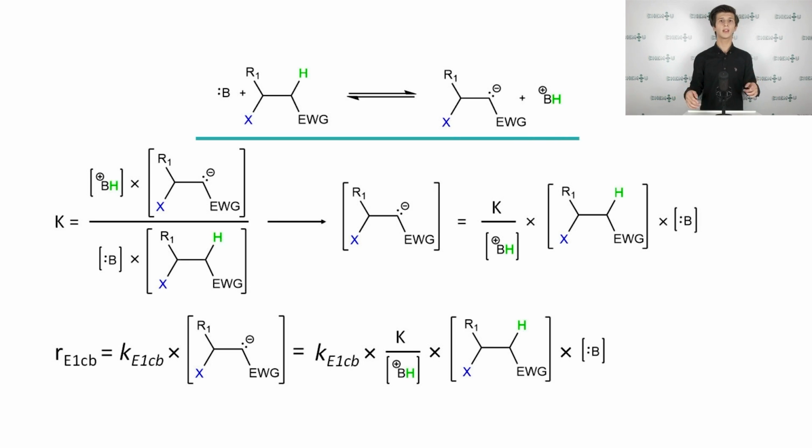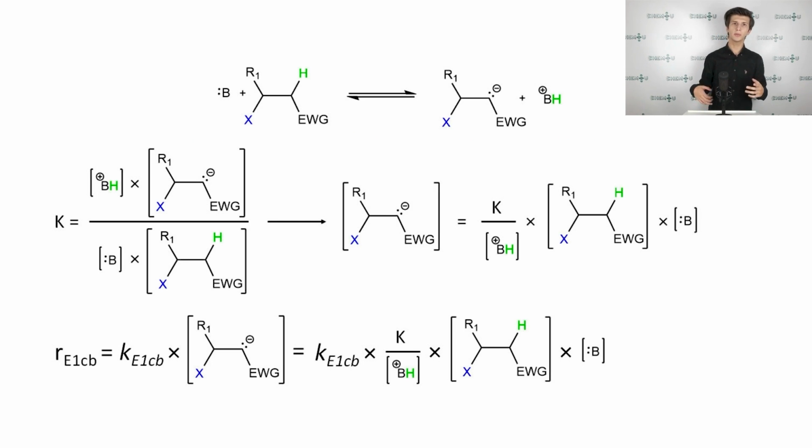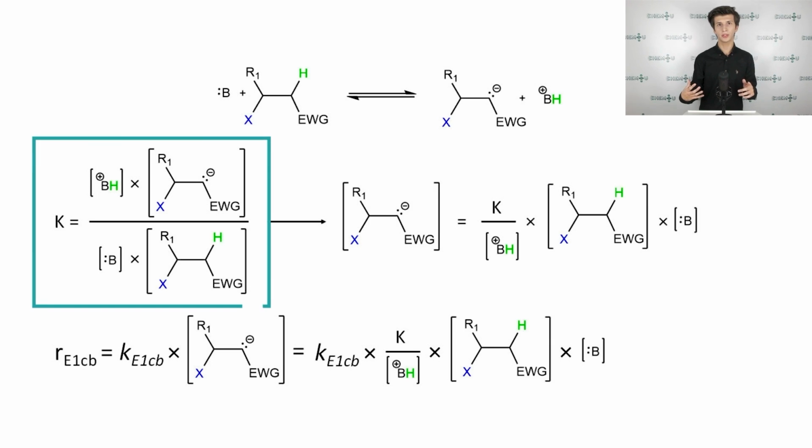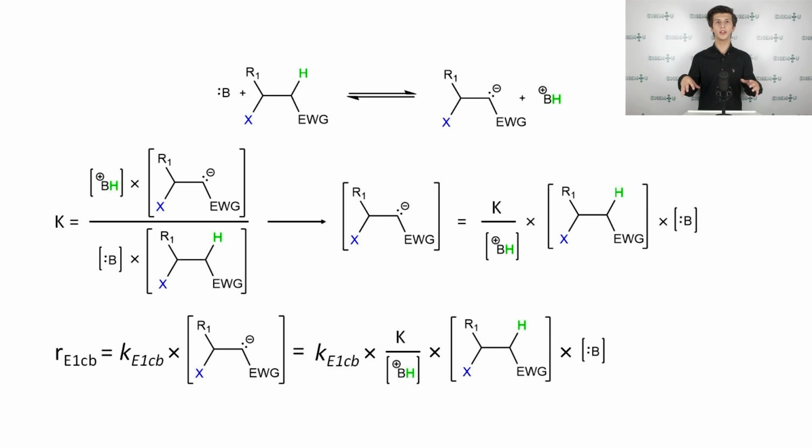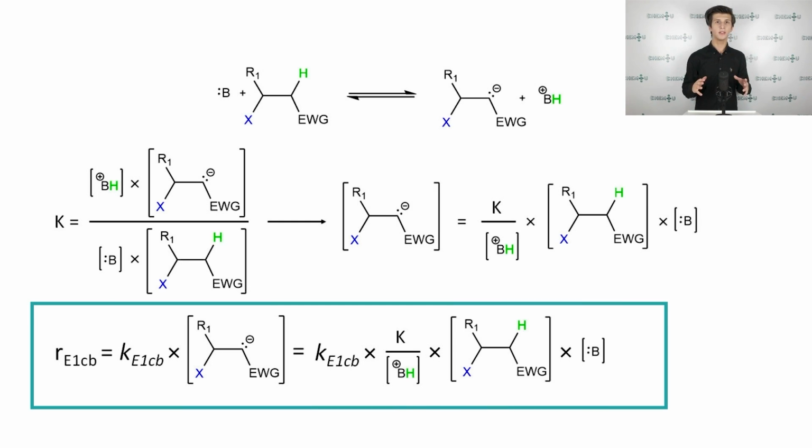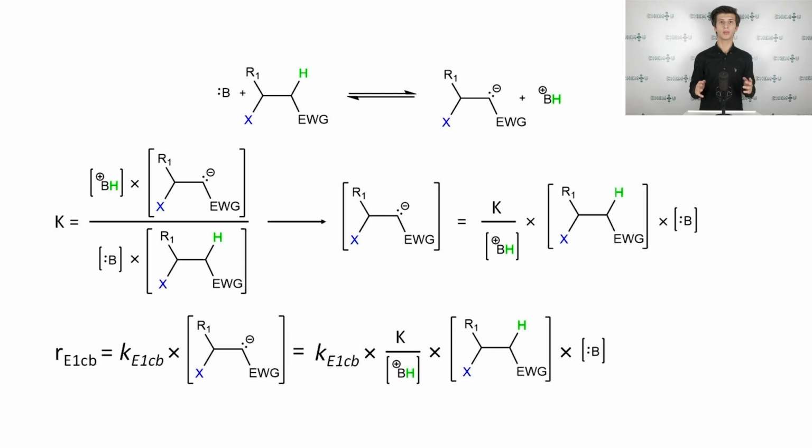First, notice that proton abstraction is reversible, which means we are dealing with equilibrium. It makes it possible to formulate the equilibrium constant, which depends on the concentrations of reactants and products. After that, we can rewrite the equation with respect to carbanion concentration. Lastly, we can substitute carbanion concentration in the rate law with our new expression.